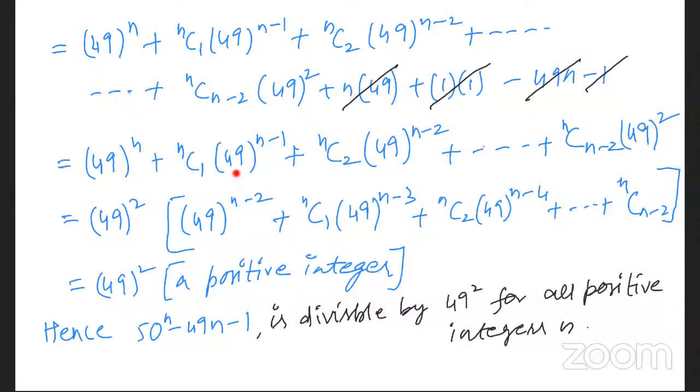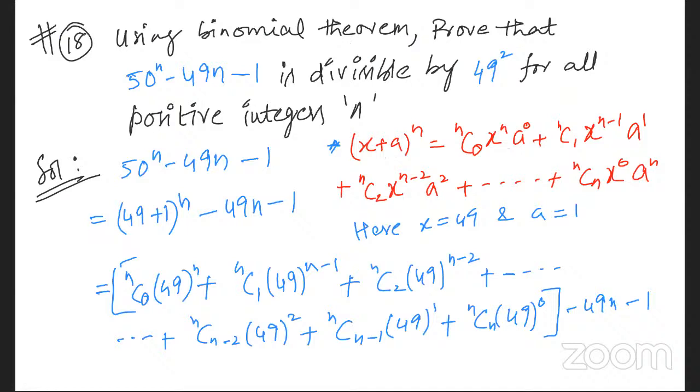Just look at the solution once again. So what we have done, the question was using binomial theorem, prove that 50 to the power of n minus 49n minus 1 is divisible by 49 square. So we took 50 as 49 plus 1 and we've expanded this using x plus a whole power n. So this is a standard expansion of binomial theorem. And here, if you compare these two, x plus a whole power n and 49 plus 1 whole power n, we have x is equals to 49 and a is equals to 1.